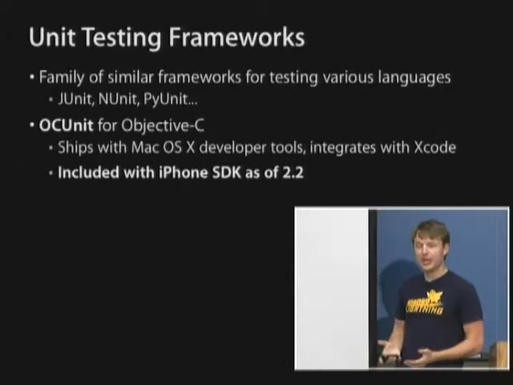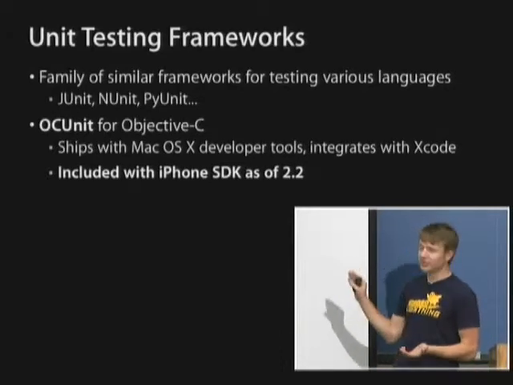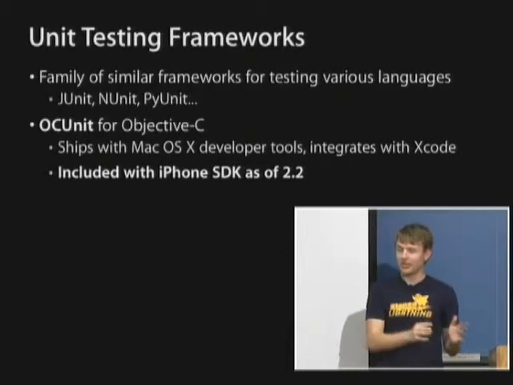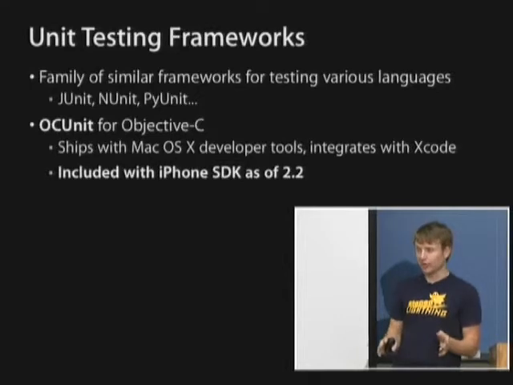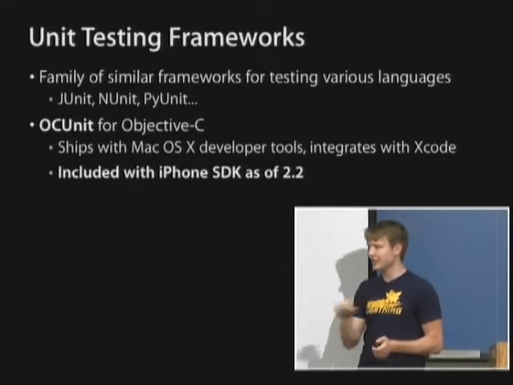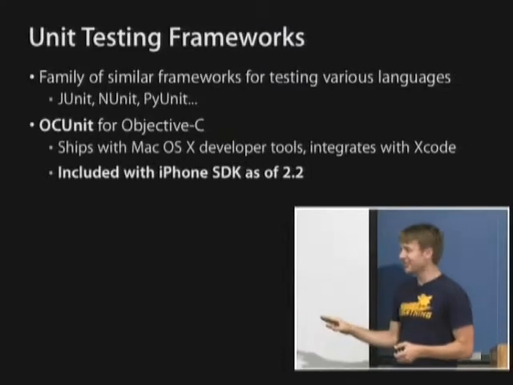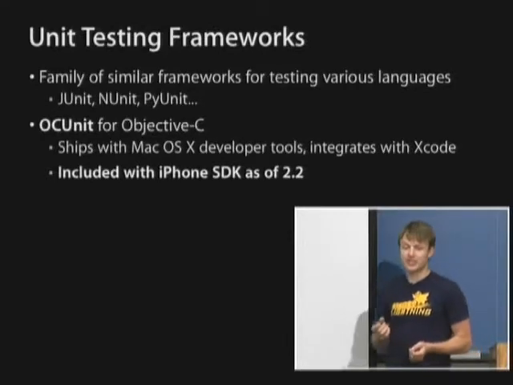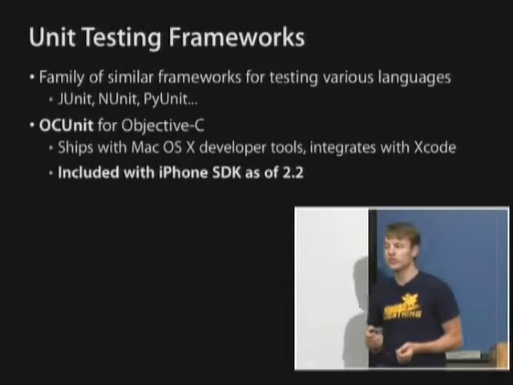For Objective-C, we have OCUnit, which confusingly, it's referred to as OCUnit as a product, but the framework that you'll find on your Mac, whether you're doing Mac or iPhone testing, the name of the framework is Sen Testing Kit, S-E-N Testing Kit. So if you see Sen Testing Kit, that's OCUnit. It's part of our developer tools. It integrates with Xcode, and it's part of the iPhone SDK as of version 2.2.